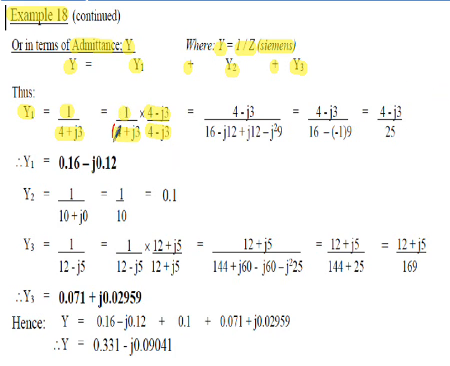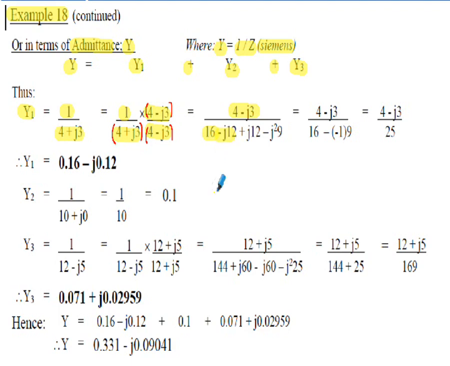If it helps, you can think of brackets being used here to help you with the binomial expansions. There are brackets of course around the top, but we need them there. And then multiplying the top, in this case we've just got 1 multiplied by 4 minus j3, so 4 minus j3 on the top. And don't forget on the bottom we've got a binomial expansion, so we get 4 multiplied by 4, so that's 16. 4 multiplied by the negative j3, so that's negative j12.